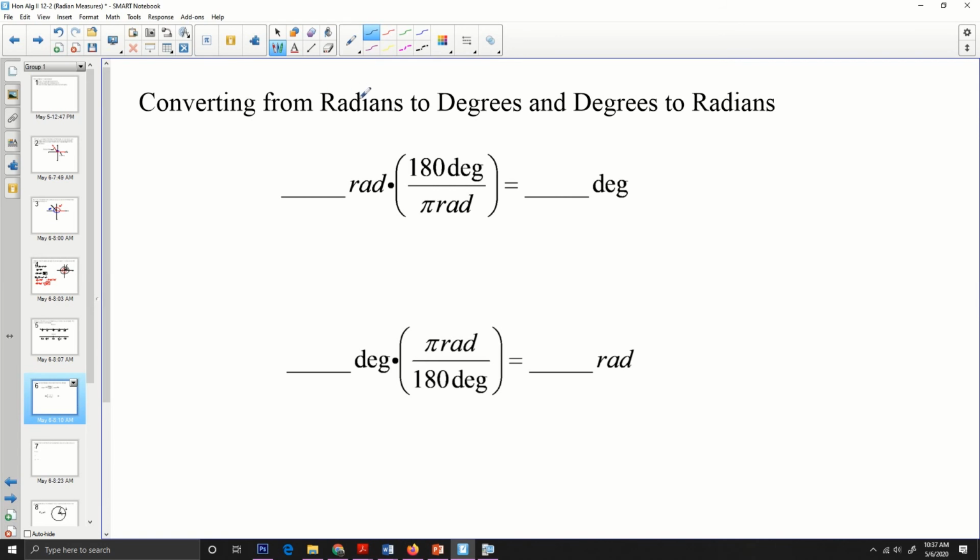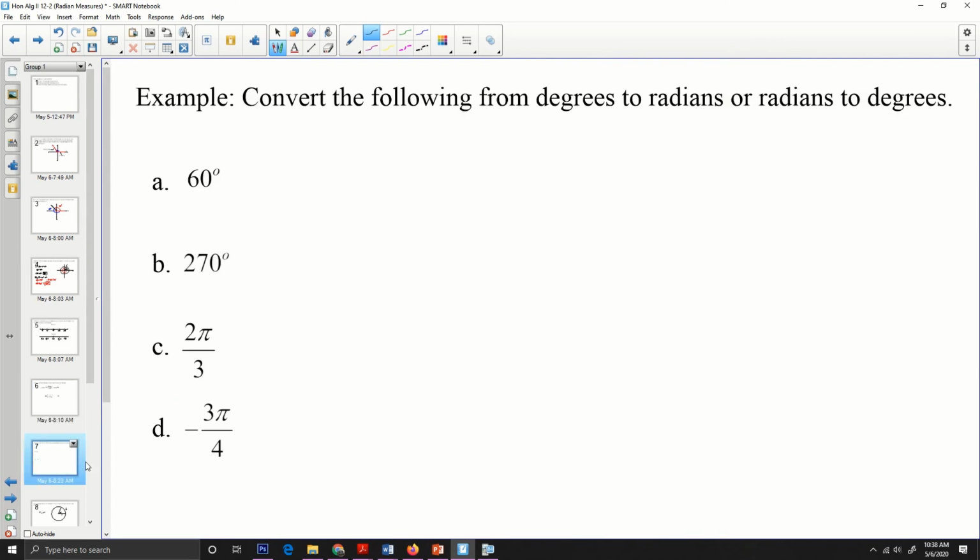If I wanted to convert from radians to degrees or from degrees to radians, I'm just going to use this equation. It is just a conversion factor, kind of like there are 4 quarts in a gallon kind of a thing. And if I want to convert radians to degrees, I'm going to multiply by 180 over pi. And if I want to convert degrees to radians, I want to multiply by pi over 180. All right, so let's do a couple of examples here.